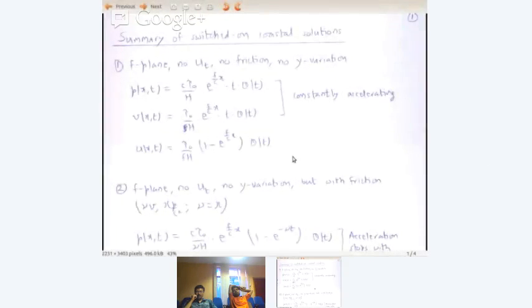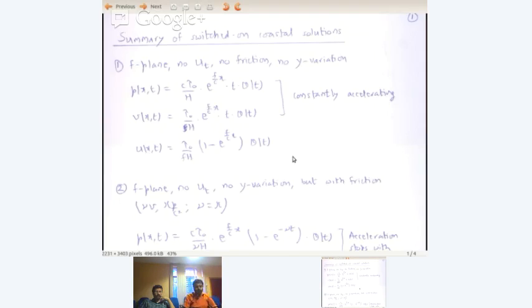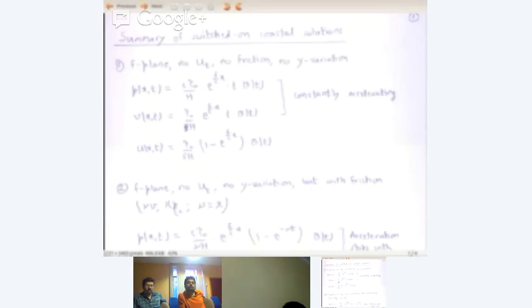Okay, we've looked at a lot of solutions for the coastal case, and I thought it useful to summarize them. So this is basically a summary of switched on coastal solutions, and we'll not be looking at the one posed by offshore winds because that's not of any consequence.